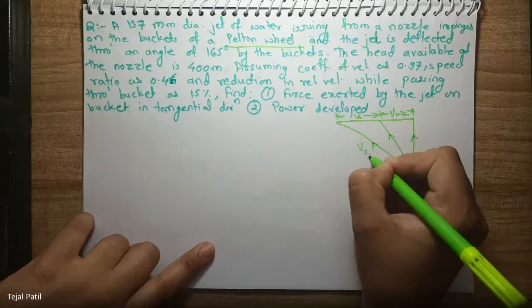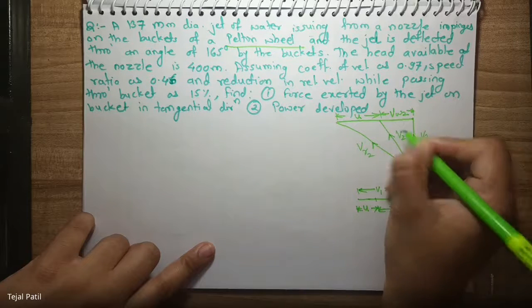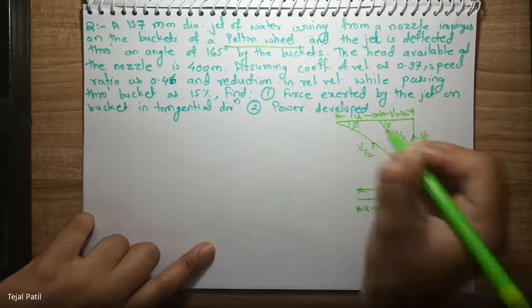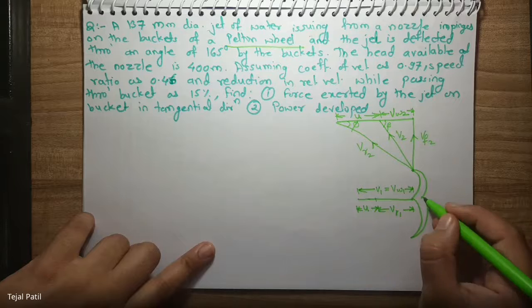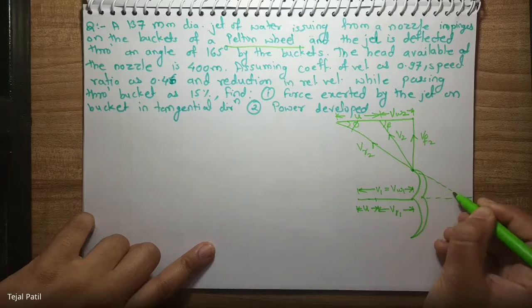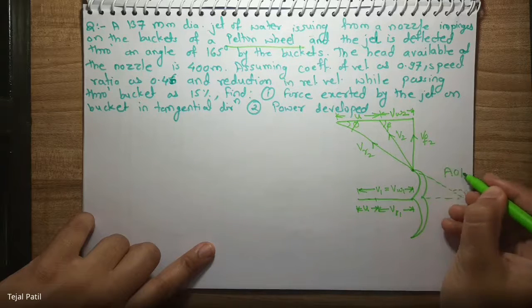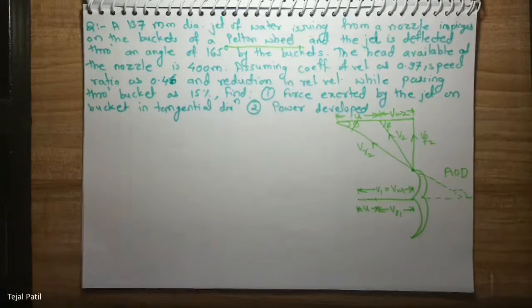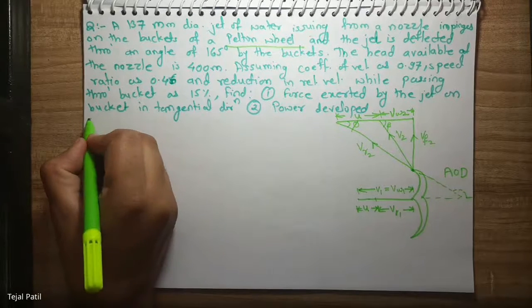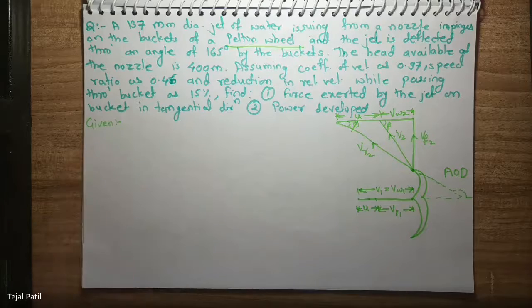VR2, V2, VF2, beta, and this is phi. Let me draw AOD also, in case it is needed. Hopefully you have drawn it. Shall I continue? Or do you need time for drawing? Continue, ma'am. Okay.